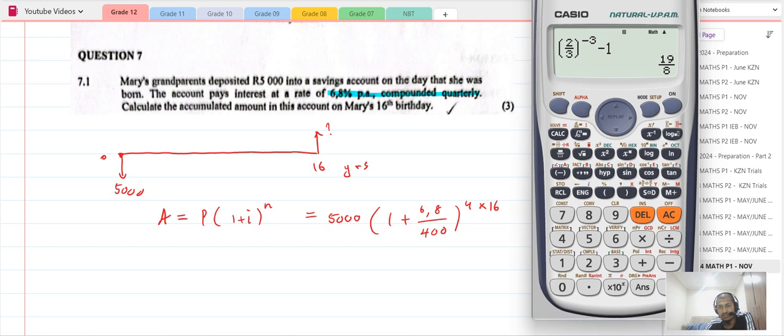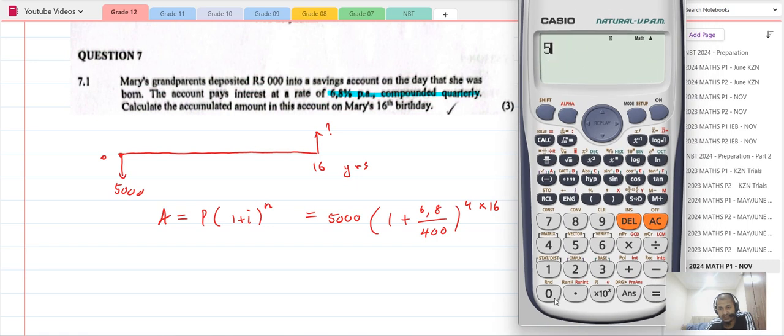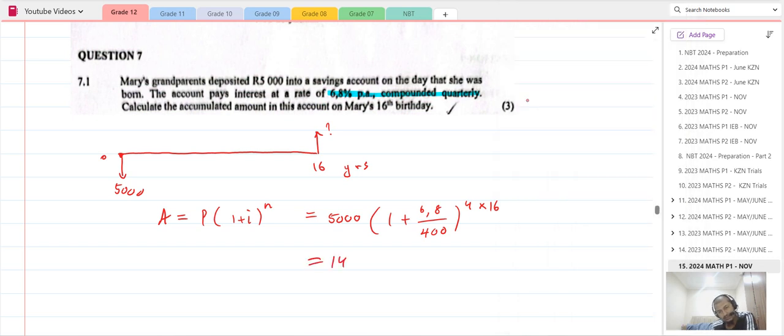So calculator. We have to use a calculator here, financial maths. 5,000 into 1 plus 6.8 over 400, or you can say 6.8% over 4, to the power 4 times 16, which is basically to the power 64. That gives 14,706.56. Right, that's our amount in rands. 14,706.56.